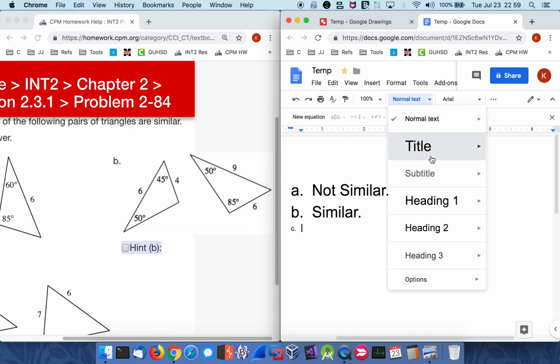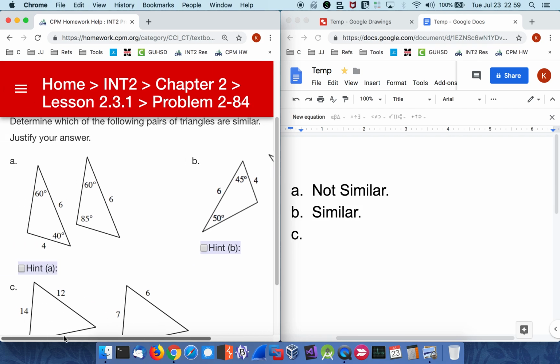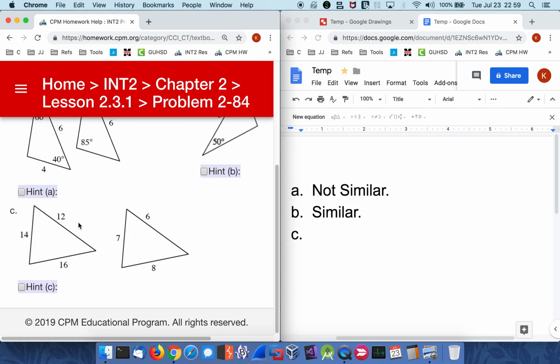And now we are on C. Let's see what C is. Okay, this one's a little tricky because we don't have any angles now. 0 angles. Oh no. So that means that if these two triangles are actually similar, if one of them is just a scaled version of the other one, either scaled smaller or bigger, if they're similar, then there will be a constant ratio between all of the sides.